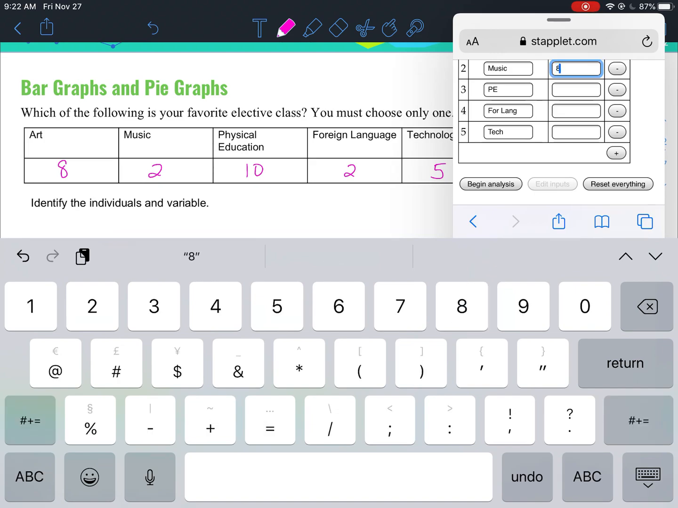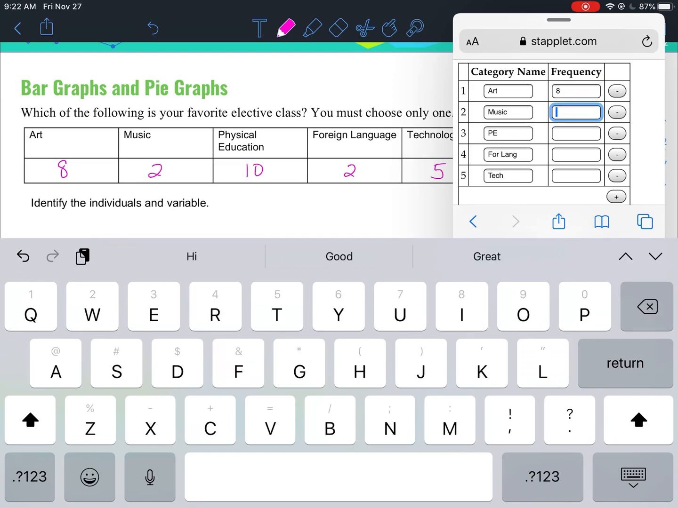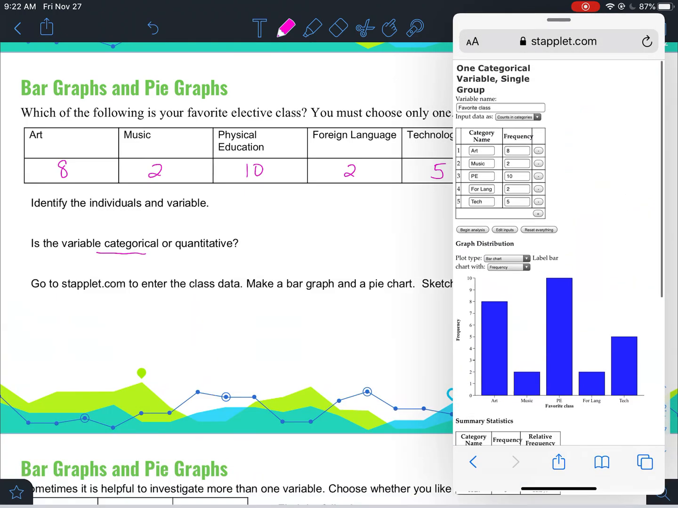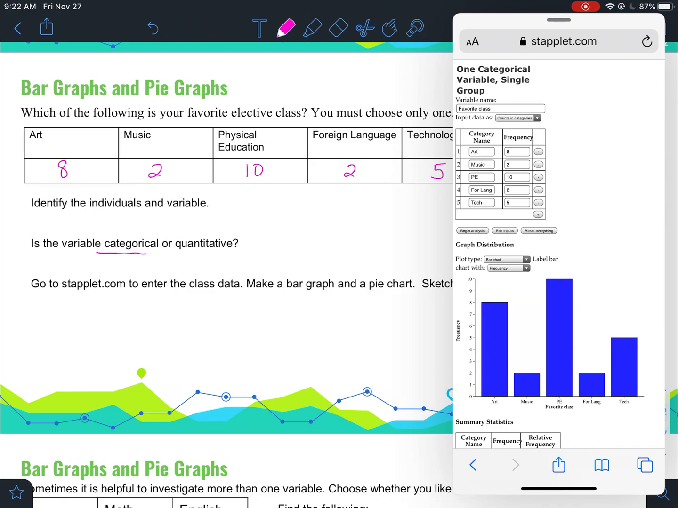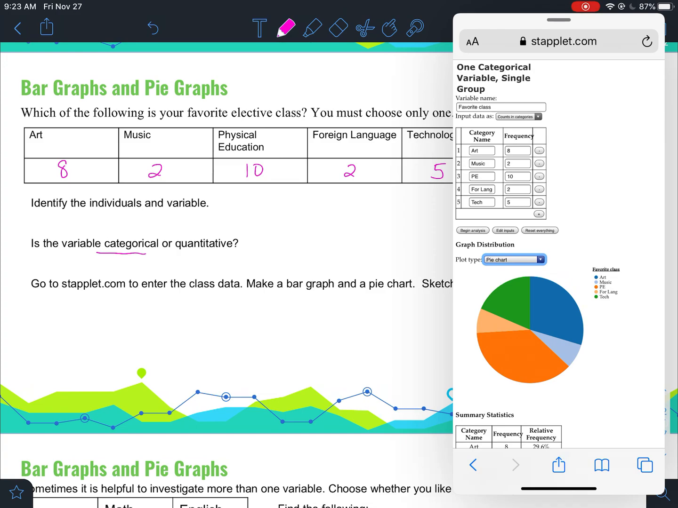And then we had 8. We had 2. We had 10. We had 2. We had 5. And now we can begin analysis. And notice it's giving me a bar chart. So it's very similar to a histogram, except the bars are separated. There's a space in between them, whereas in a histogram they would have been connected. And this is just a bar graph. And then we can change this to a pie chart if we wanted to.